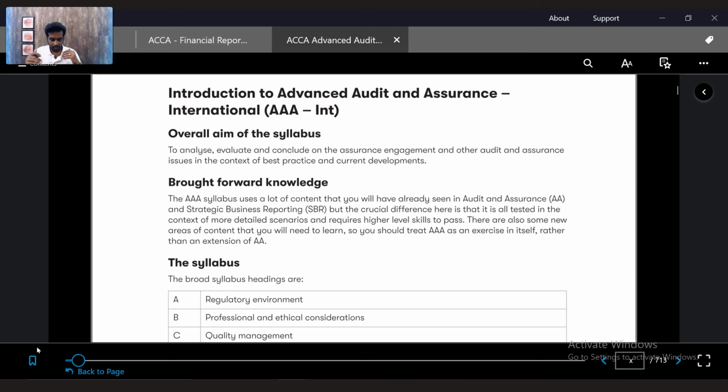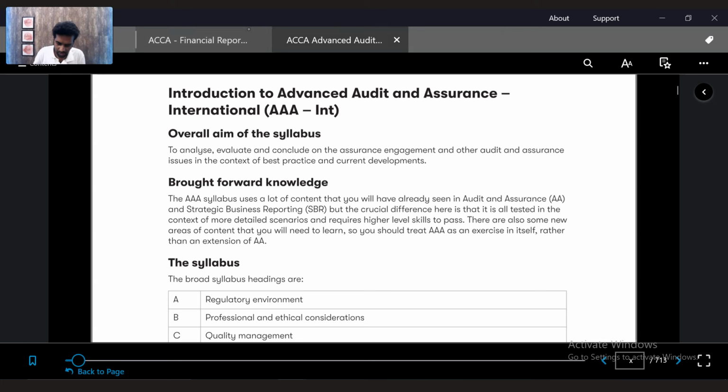So let's now learn about the introduction to the audit and assurance international subject. We'll be looking at the overall aim of the syllabus, what is the brought forward knowledge that you have to carry before you start watching the videos of the technical concepts, and what the syllabus is all about, like what is included in the ACCA examination of AAA. These are the major things that we're going to cover now, and later we will talk about certain skills required to pass the exam and also what the exam structure is. So that's what we're going to cover in this video.